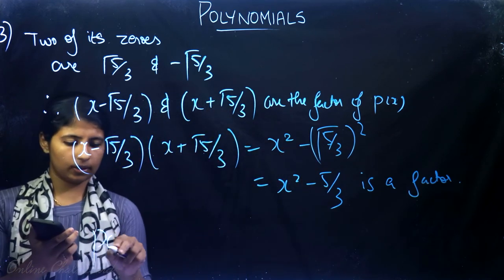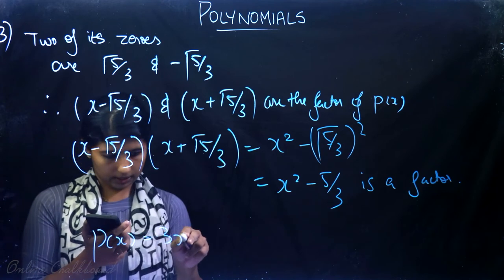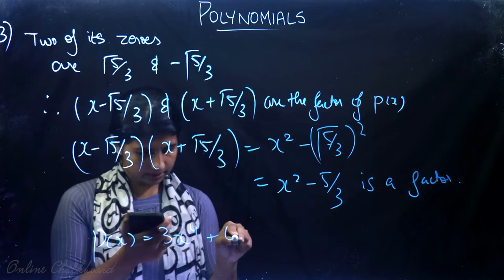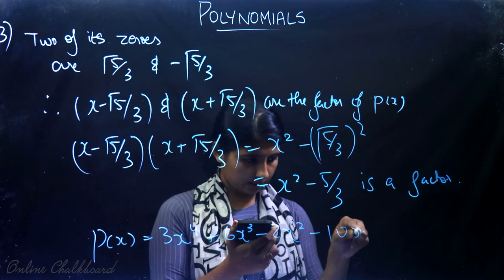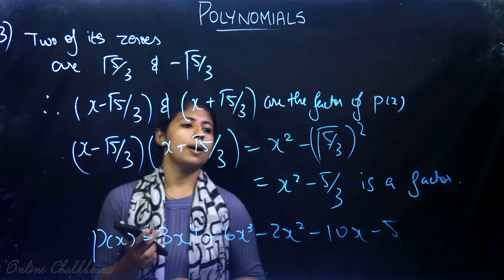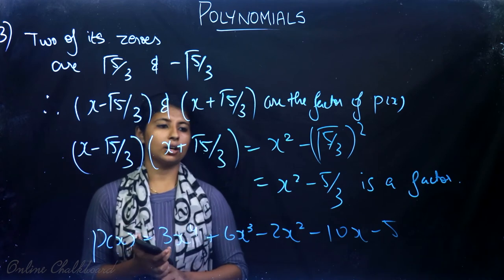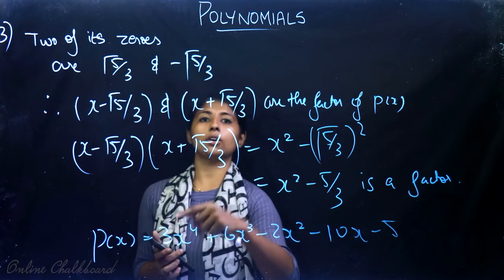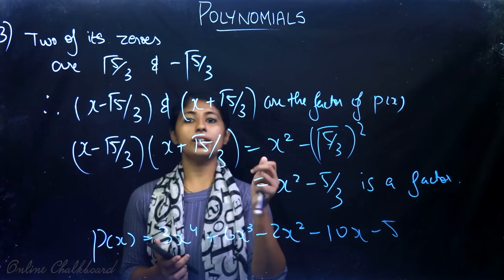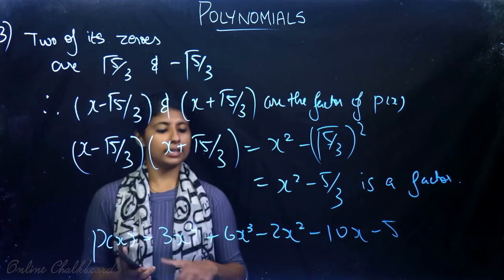We'll divide p of x equal to 3x raised to 4 plus 6x cube minus 2x square minus 10x minus 5 by x square minus 5 by 3, and we'll get a quadratic polynomial as the quotient, and then we'll find the rest of the roots by splitting the middle term.